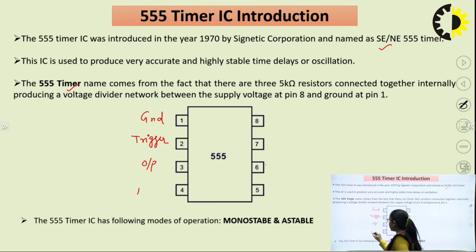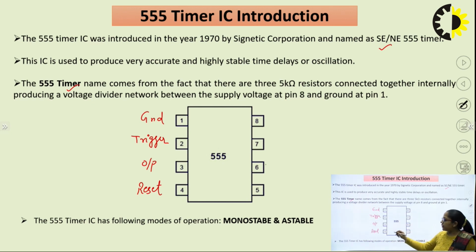Pin number 4 is the reset pin. What is the reset pin? If this IC is operating in any mode, monostable mode, astable mode, or any other condition, and we want to reset or disable the operation of the IC, we can do it by applying a negative pulse on pin number 4. So pin number 4 is used to reset the operation of the IC. That is why it is called the reset pin. Pin number 5 is the control voltage.